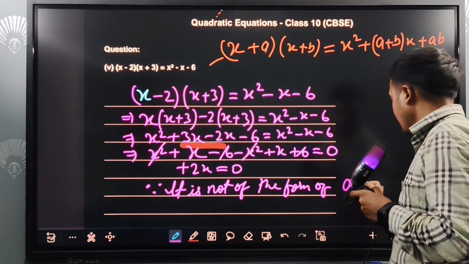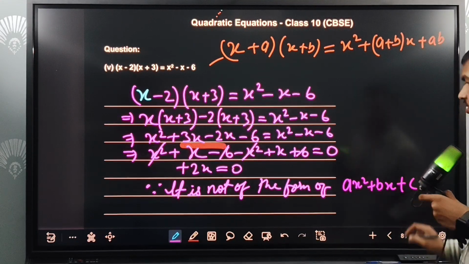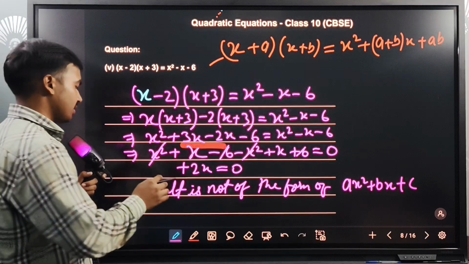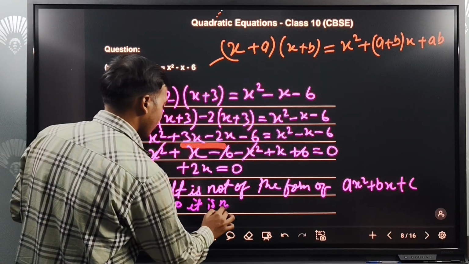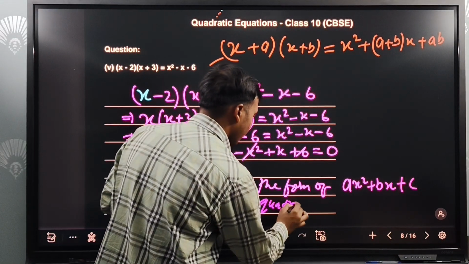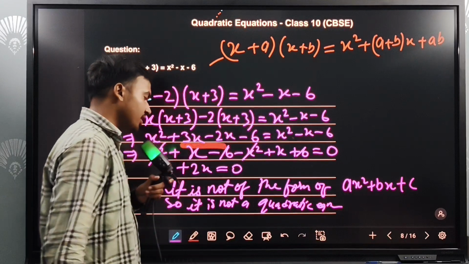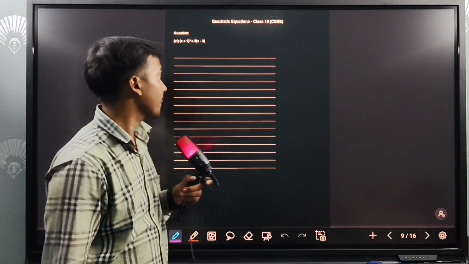Now ax square plus bx plus c. So the given equation is not a quadratic equation, so it is not a quadratic equation. Okay, in this way you can solve this question. Moving towards the next question.